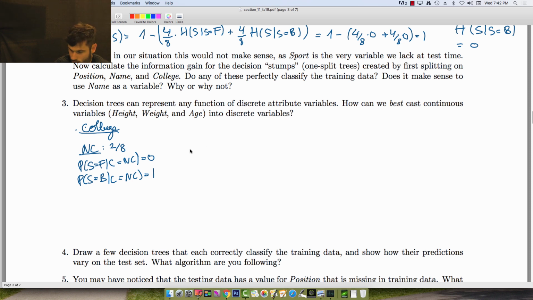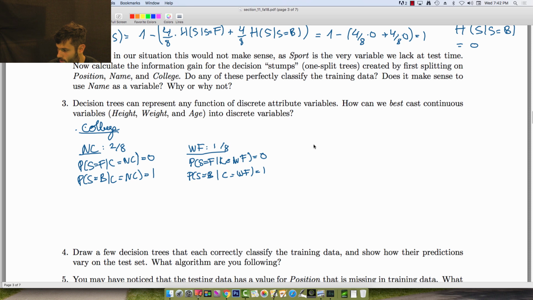Then the following college is Wake Forest. And here we have 1 out of 8. And that person is playing basketball, so the probability of sport being football, given that college equals Wake Forest, is 0, and the probability of sport being basketball, given that college equals Wake Forest, is 1.